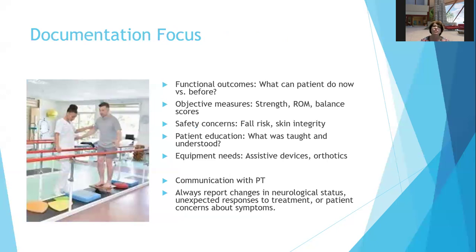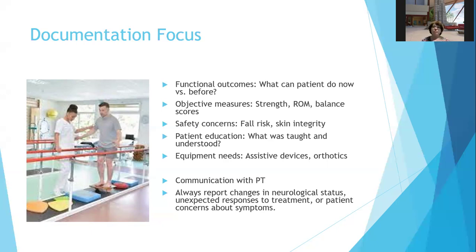We're going to document functional outcomes. What can they do now that they couldn't do 2 months ago or a week ago or last week? For objective measures, we're going to measure strength. We're going to measure range of motion. We're going to do balance testing, functional balance testing. We're going to be concerned about fall risk and skin integrity. Does the patient understand what we taught them? Sometimes the teach and teach back is a good technique. And do they have any equipment needs, assistive devices, or orthotics?